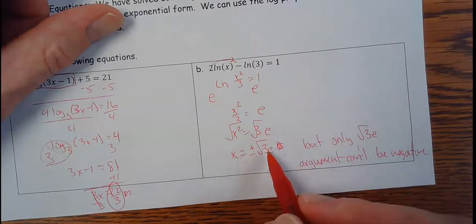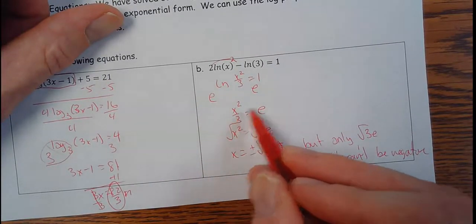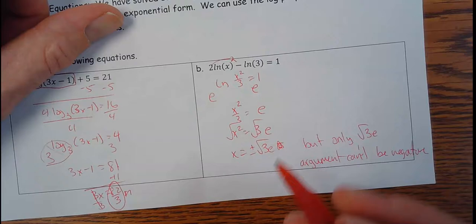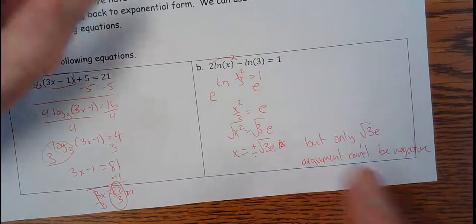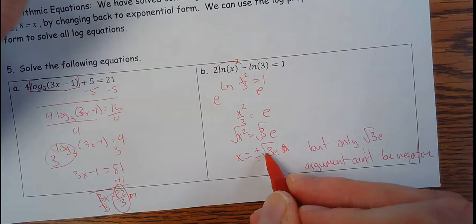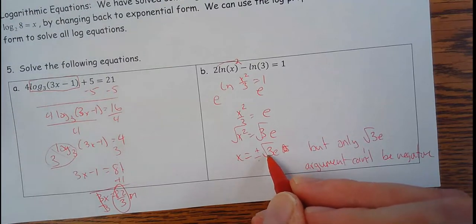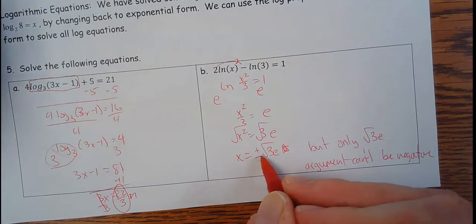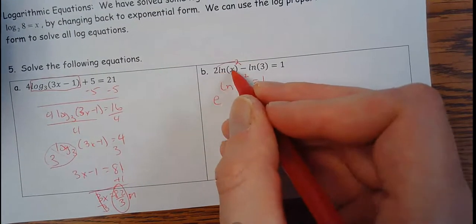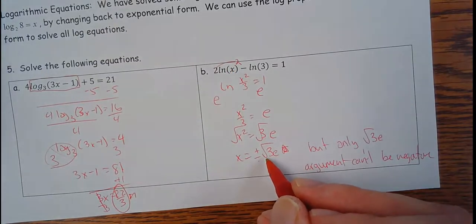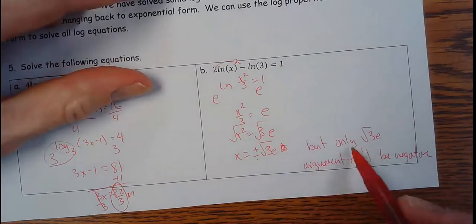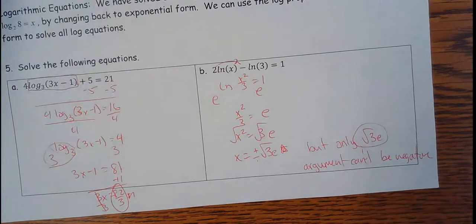Square root, I'll multiply by 3 first, get 3e, and then square root. When you square root, you get a positive and a negative root. But, again, on this one, when I'm checking my extraneous solutions, if I plug in a negative up here, you can't have a negative in the argument because e to no power equals a negative, so negative radical 3e can't work. So only positive radical 3e.